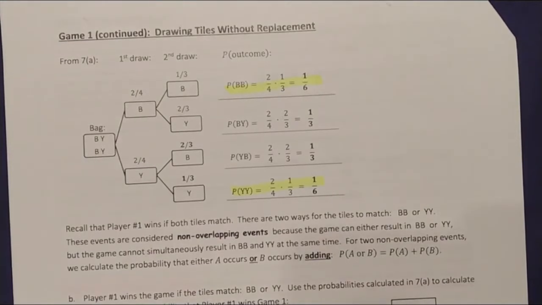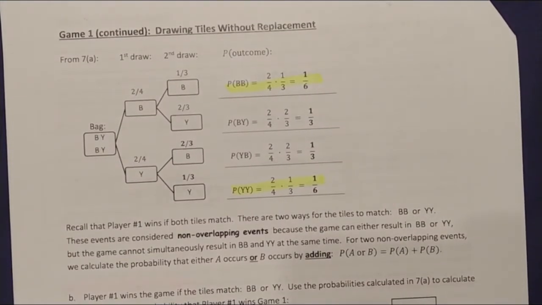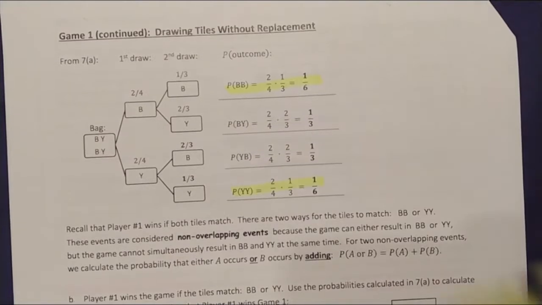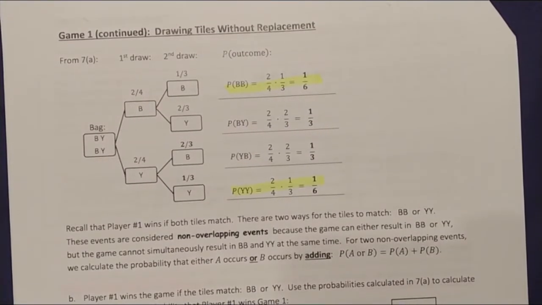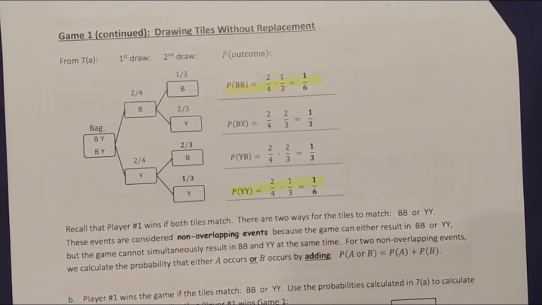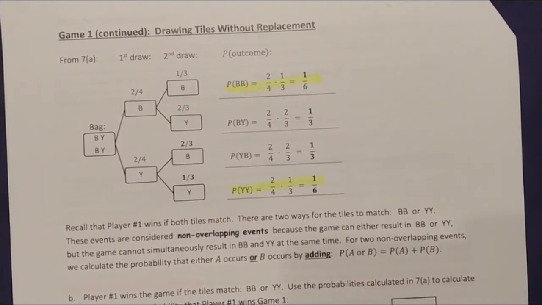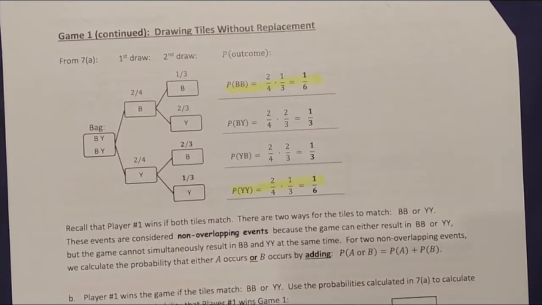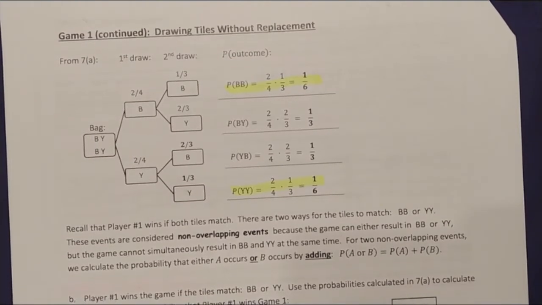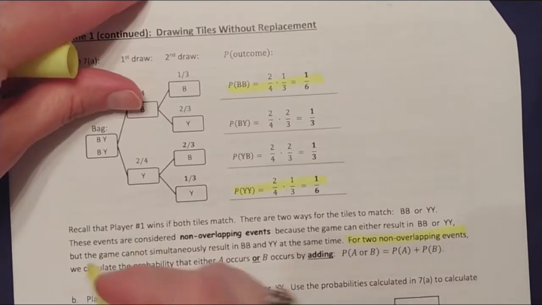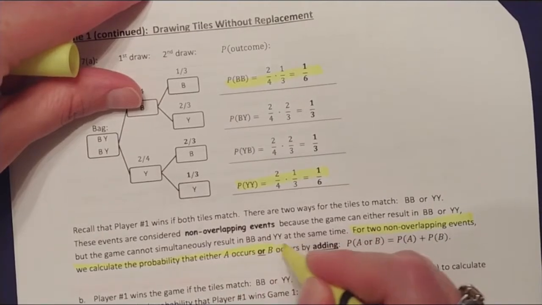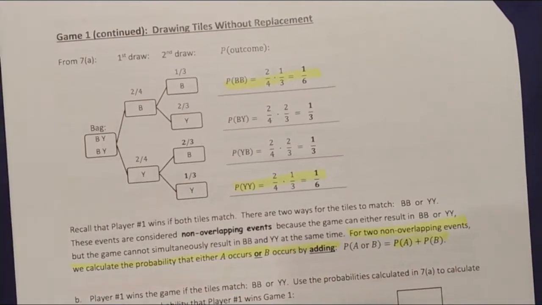Okay? Now, there are 2 ways for the tiles to match, right? Blue, blue, yellow, yellow. These events are considered non-overlapping events because the game can result in blue, blue, or yellow, yellow. But the game cannot simultaneously result in blue, blue, and yellow, yellow at the same time, right? It's impossible for them to happen at the same time. So we call them non-overlapping events. Now, for 2 non-overlapping events, we calculate the probability that either A or B occurs by adding the 2 probabilities together.